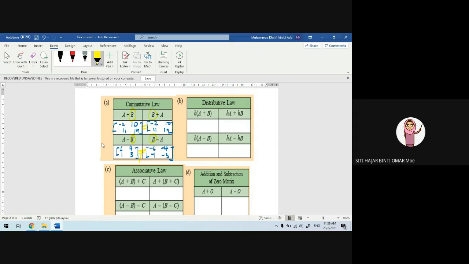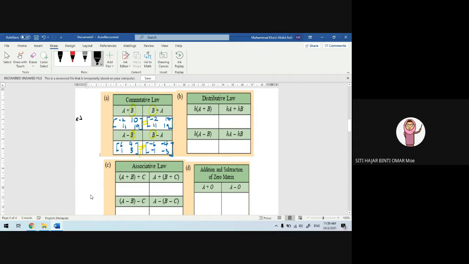So what we can say is addition obeys the commutative law. Subtraction does not obey the commutative law. Okay, why? Because when you change the matrix B, the answer is not the same. Okay, so commutative law is about different places. Whether you do A plus B or B plus A, you still get the same answer.